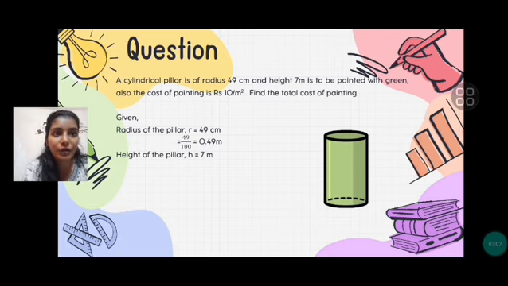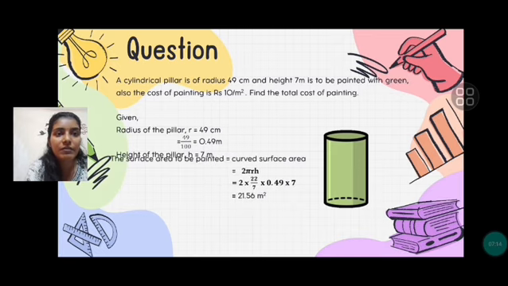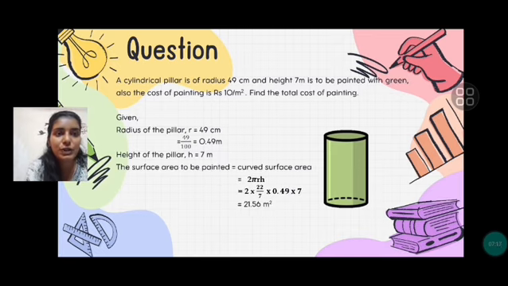So which area we have to find here? We have to find the curved surface area. So the curved surface area of the pillar. How will you find the curved surface area? We have the formula 2 pi r h. So we have to substitute the values for 2 pi r h. So 2 into the value for pi, which is 22 by 7, and into radius.